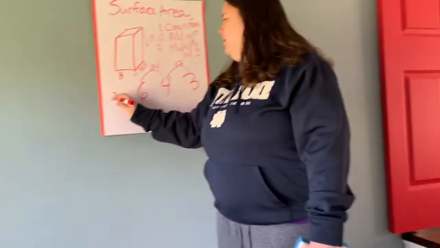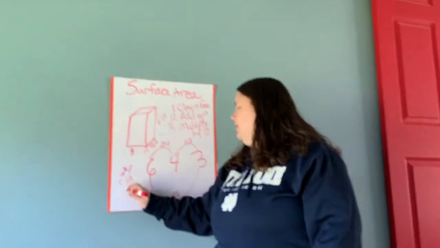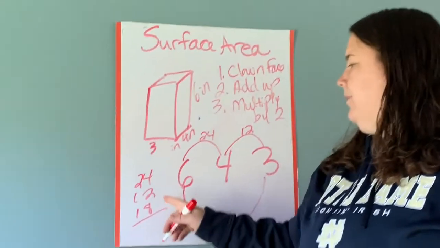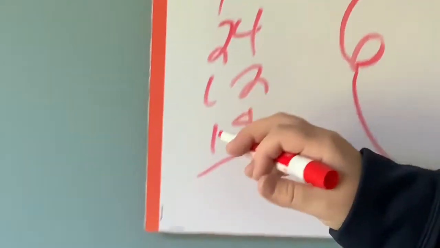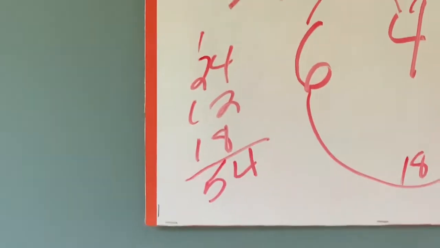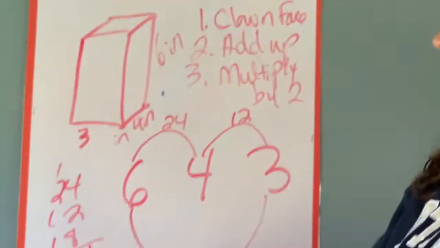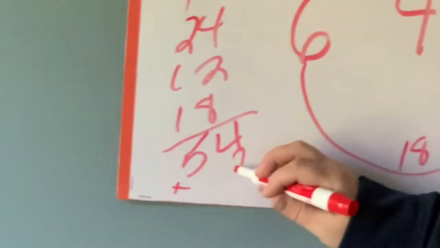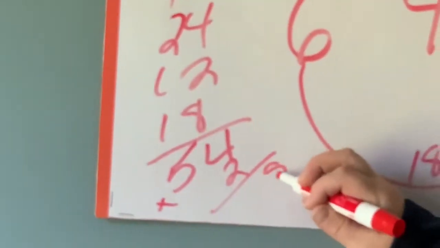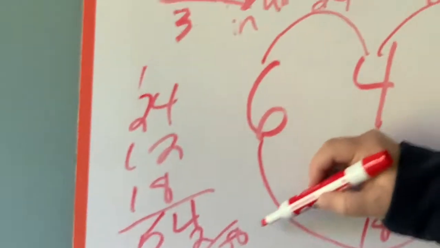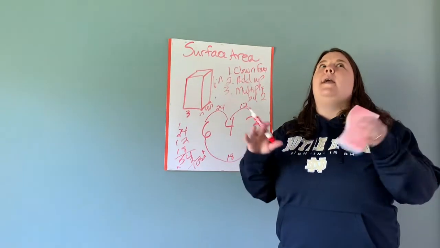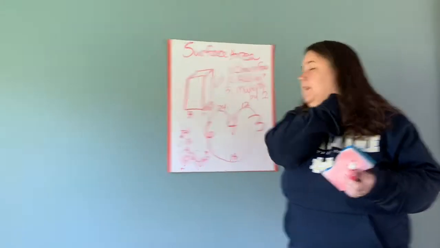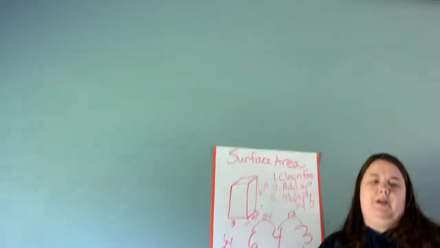Step 2 is add them up. 24, 12, 18 adds up to 54. Last step is multiply by 2. 54 times 2 is 108. You are done. 108 inches squared. Way easier than doing it the way the book says. Clown face, add them up, multiply by 2.